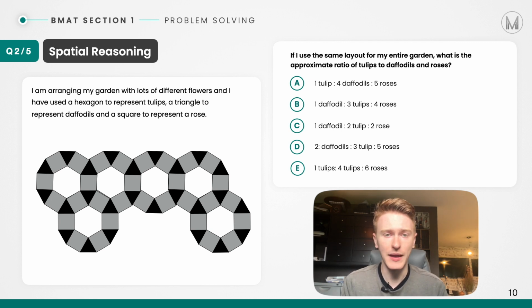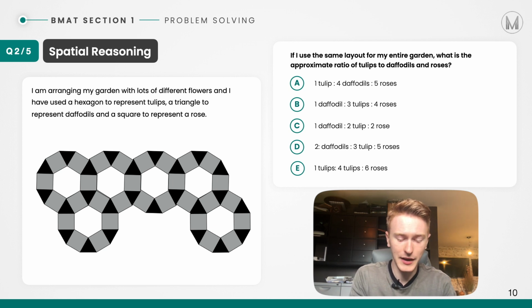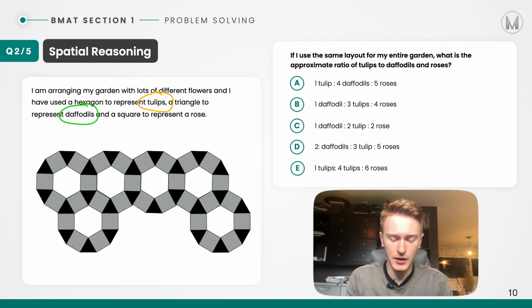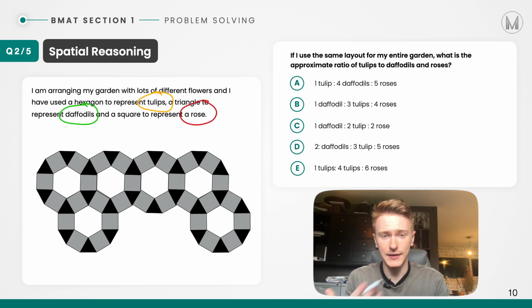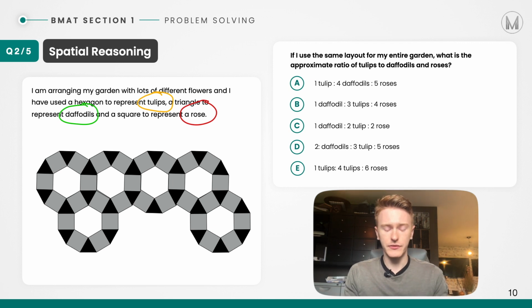So let's do both methods on this particular type of question. So reading it, we see that we have tulips, daffodils, and roses. So let's give each of those a colour. So tulips is going to be our yellow, daffodils is going to be our green, and roses, fittingly, are red. So let's count the number of tulips first of all. We have 1, 2, 3, 4, 5, 6.